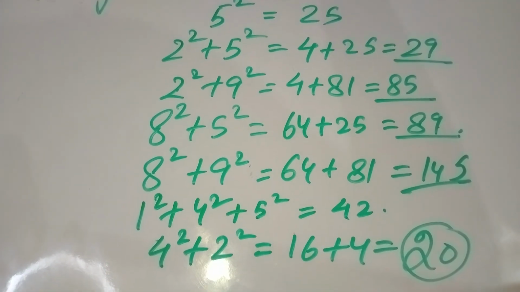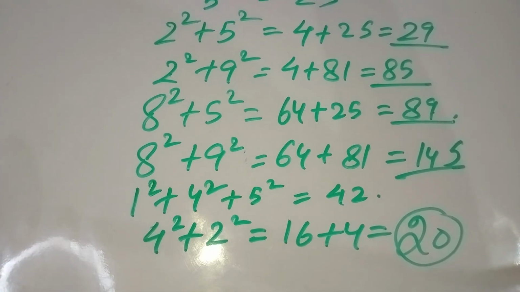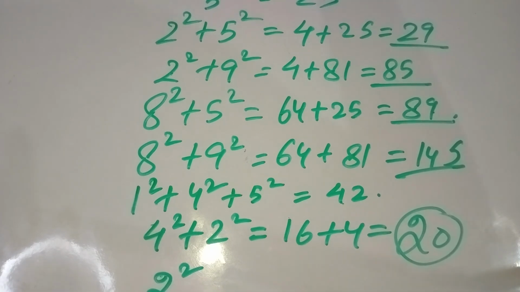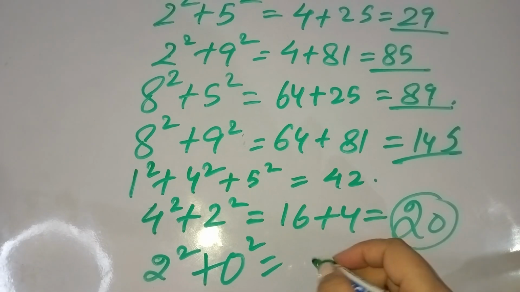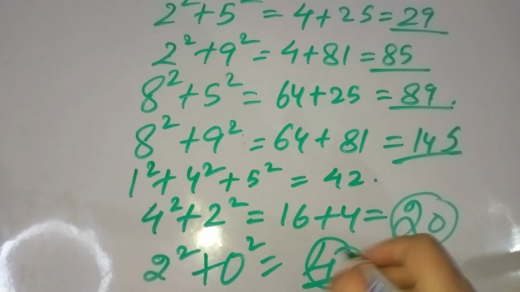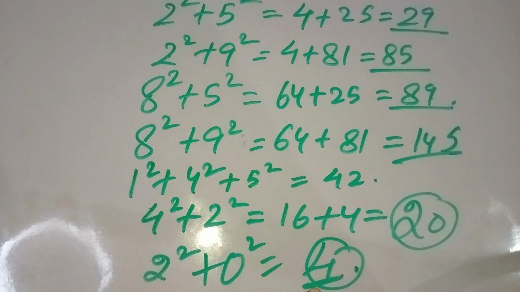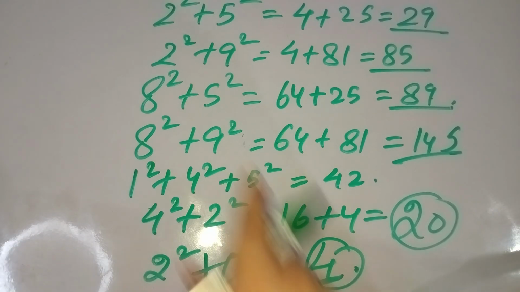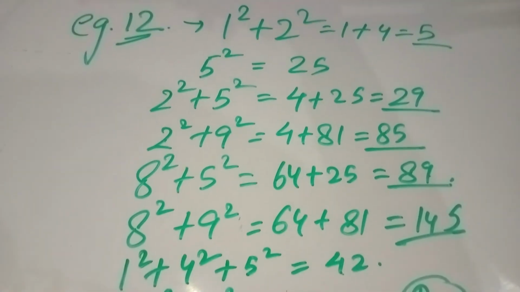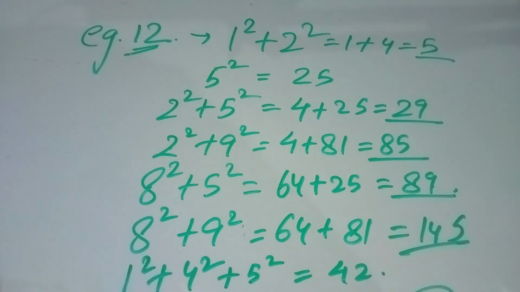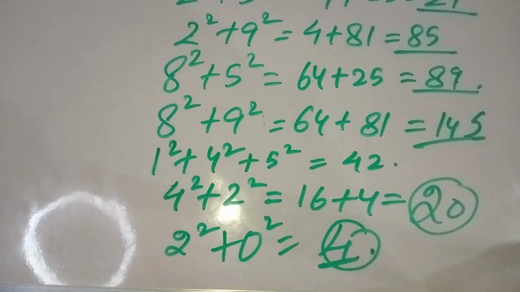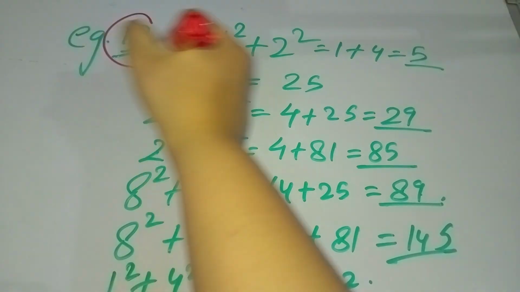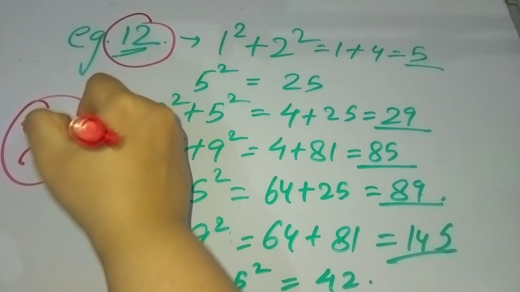Now again, if you remember, 2 square plus 0 square, we reach 4. Notice something important. We didn't start with 4 this time. We started with number 12. But eventually 12 also entered the same cycle beginning with 4. Therefore 12 is also an unhappy number.